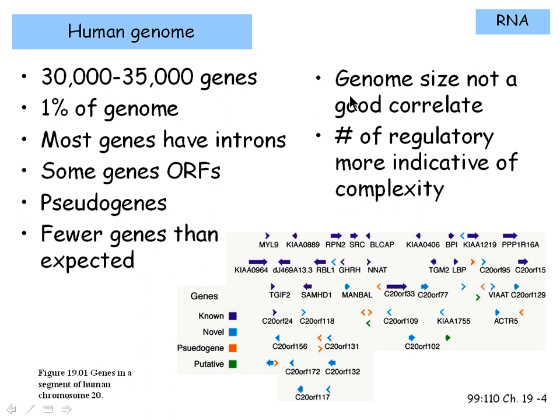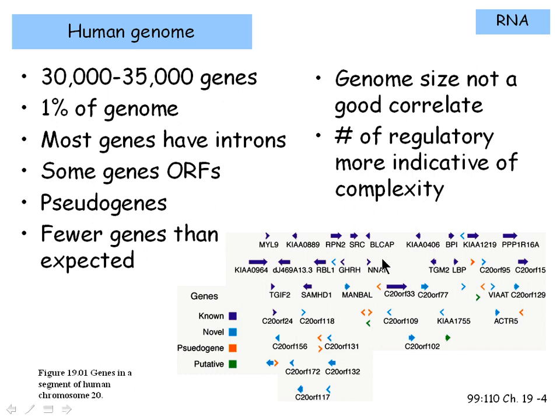It turns out that simple genome size is not the best clue to the complexity of the organism, partly for this reason, that the whole of the genome is not necessarily taken up with genes. But a better guess is from looking at the number of regulatory genes and regulatory regions.